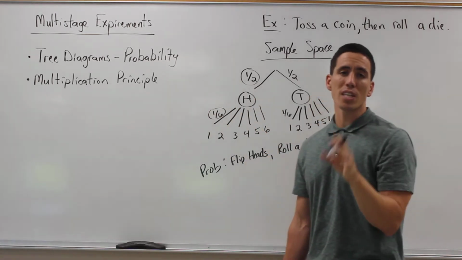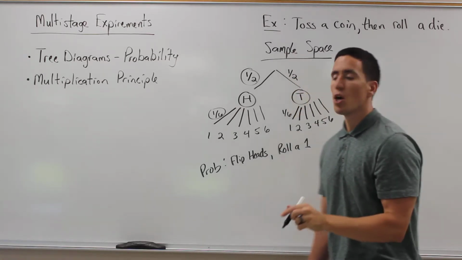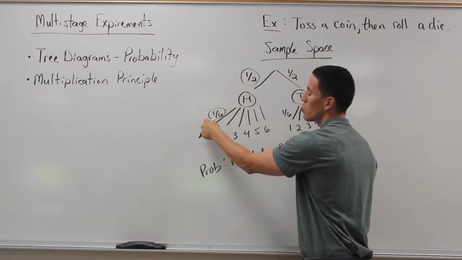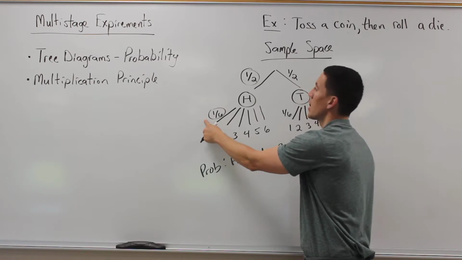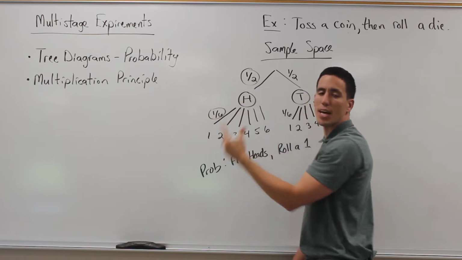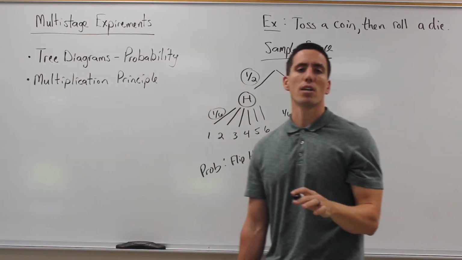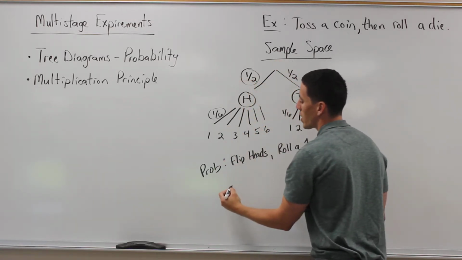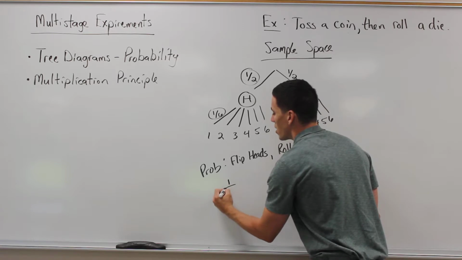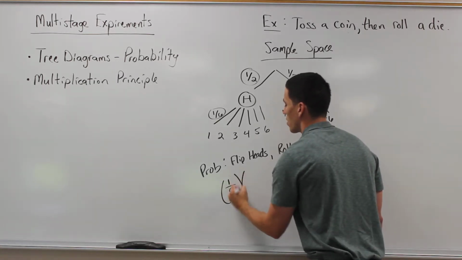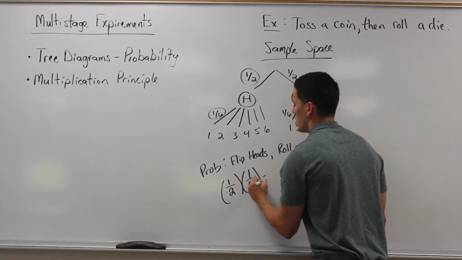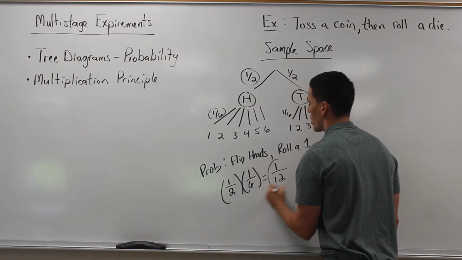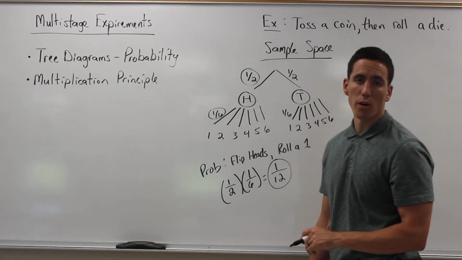A common mistake, please do not do this, would be to add those two probabilities together. To say, well, 1/2 plus 1/6, and that's my answer. That is incorrect. That would actually be an increased probability, where instead what you want to do is multiply those two numbers. And when you do that, you end up with a probability of 1/12.